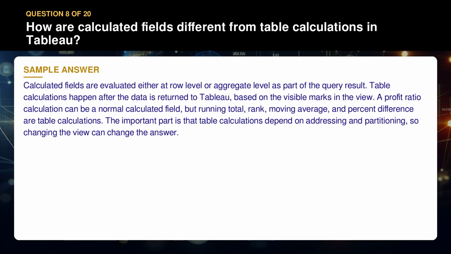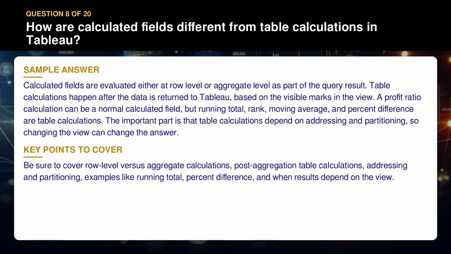A profit ratio calculation can be a normal calculated field, but running total, rank, moving average, and percent difference are table calculations. The important part is that table calculations depend on addressing and partitioning, so changing the view can change the answer. Be sure to cover row level versus aggregate calculations, post-aggregation table calculations, addressing and partitioning, examples like running total, percent difference, and when results depend on the view.